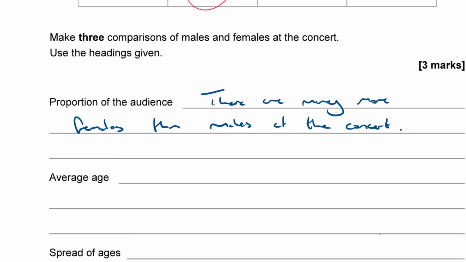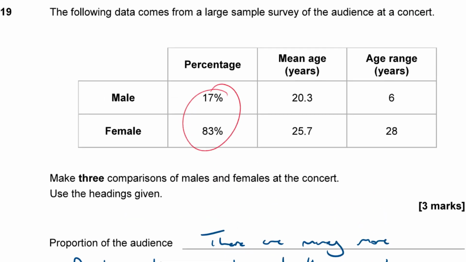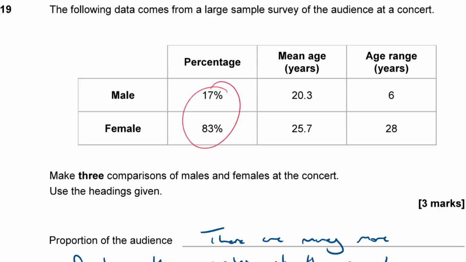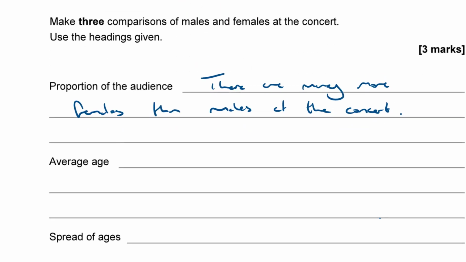Okay, and the next one wants us to look at their average age. Now we've got their mean age here, haven't we? So we can say that on average the females were older than the males. The females were older than the males on average.